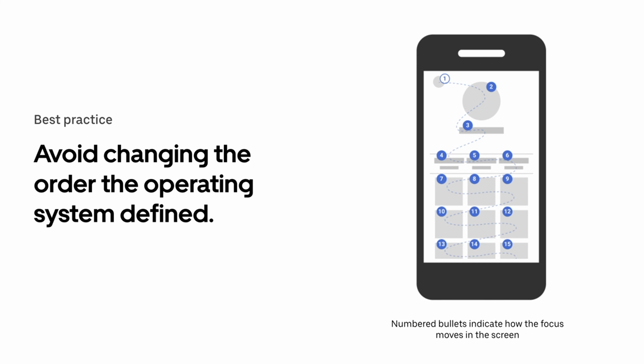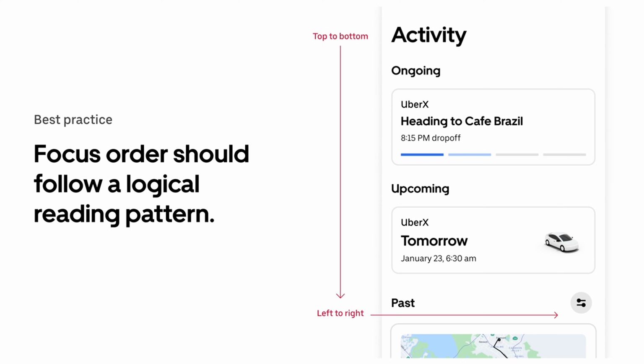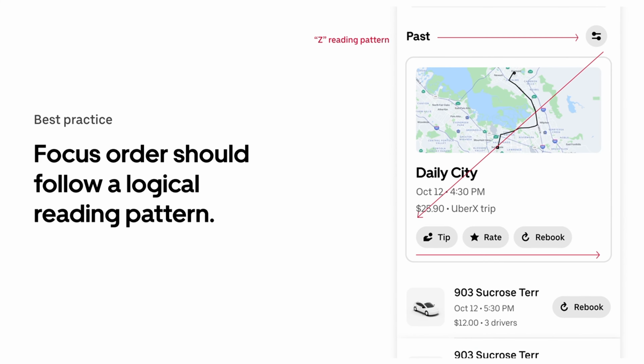When you QA your designs, you want to make sure that focus does not move in a random order that can cause disorientation to screen reader users. Another best practice is to follow a logical order of top to bottom, left to right, that matches the visual order of the content of a screen. Think of a Z reading pattern where readers will start with top left, then move to the top right, then diagonally to the bottom left, then finish off to the bottom right.